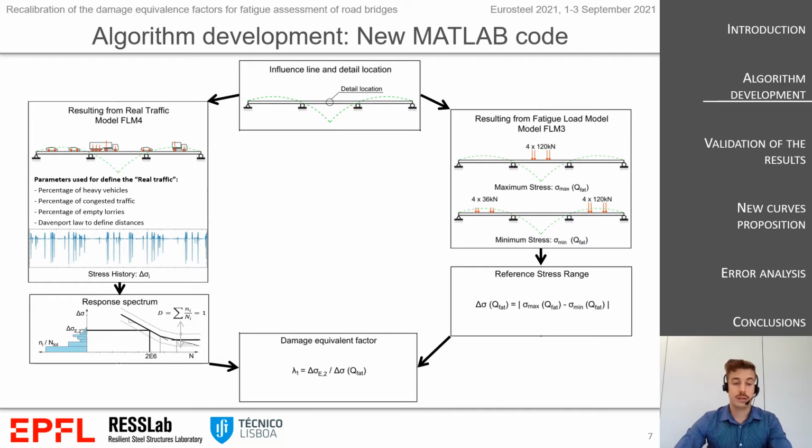We classify in cycles this stress history, and then we move vertically the resistance curve of the detail to obtain a damage equal to 1, and the delta sigma corresponding to 2 million cycles corresponds to the delta sigma of this simulation. The ratio between the real traffic model and the fatigue load model is the corresponding lambda 1 factor.